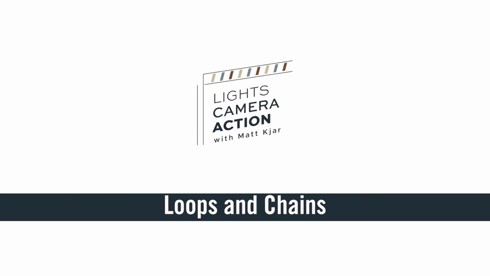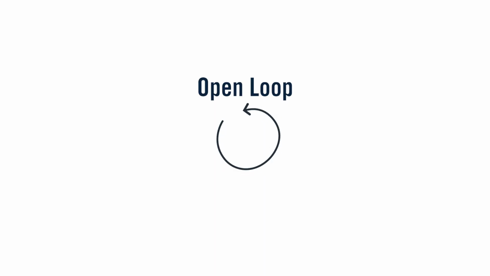Today we're going to talk about open loops, closed loops, and chains. So first of all, what do I mean by an open loop, a closed loop, and a chain? Let's start with an open loop. When we think about an open loop, we think about something that has not been completed.